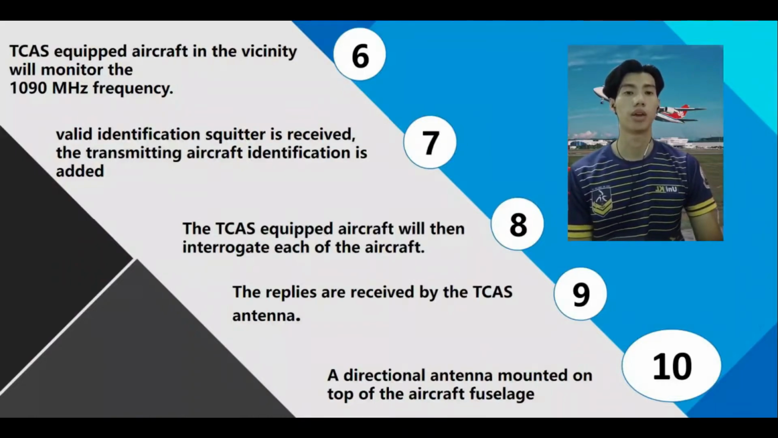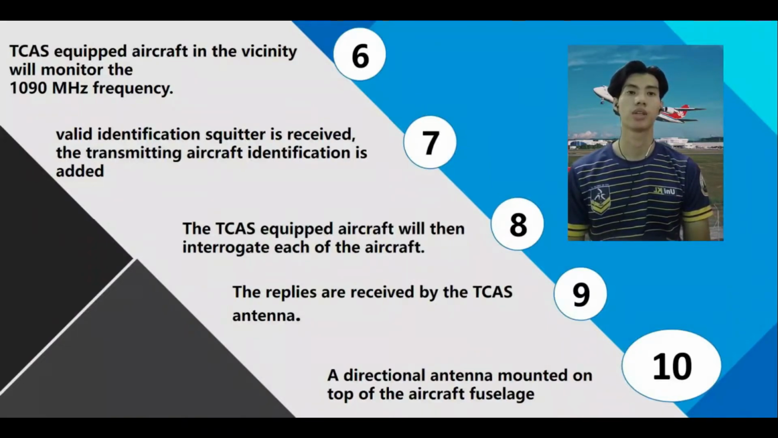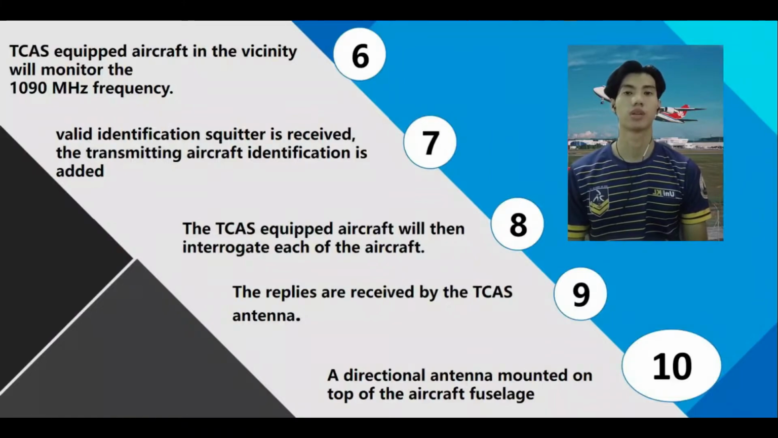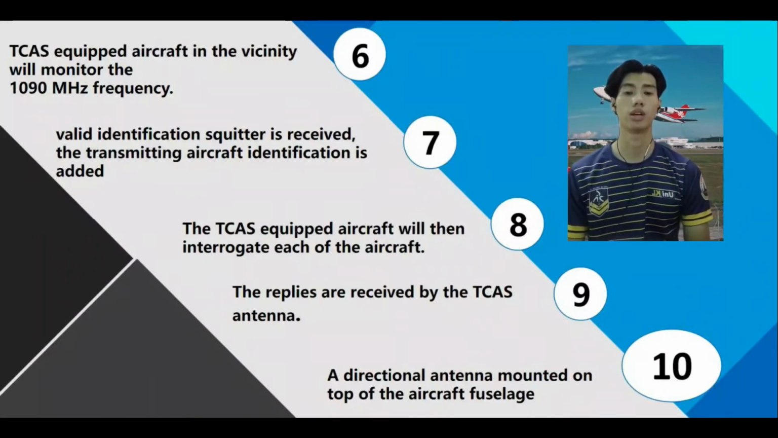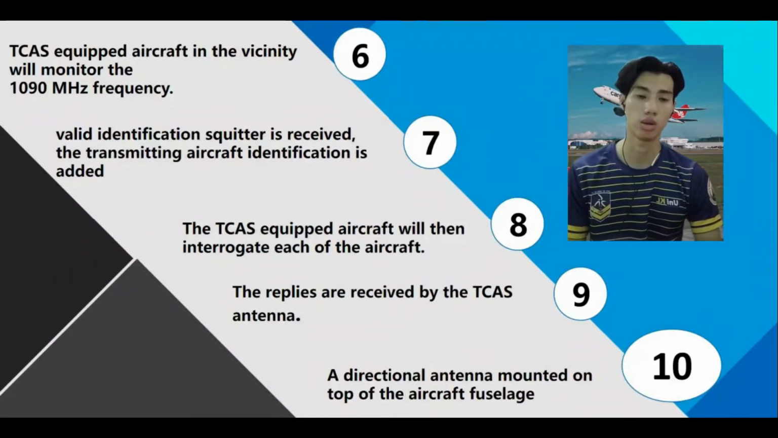Number 8, the TCAS equipped aircraft will then interrogate each of the aircraft. Number 9, the replies are received by the TCAS antenna of the aircraft. And lastly, a directional antenna mounted on the top of the aircraft fuselage provides a capability to determine the bearing of the intruder.